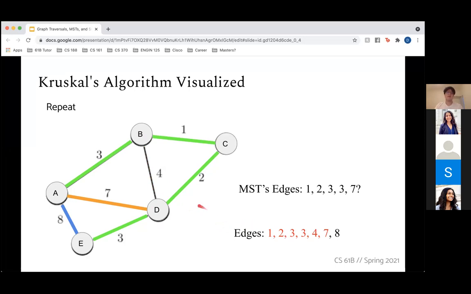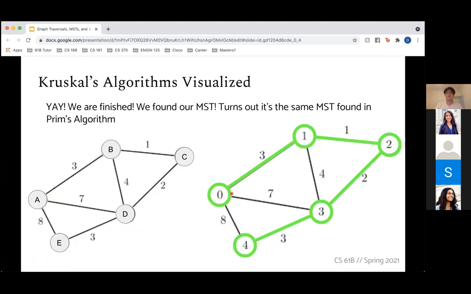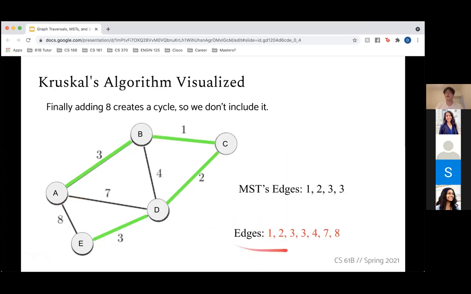Yeah, and for the same reason as we can't add this edge BD to our MST, we also can't add the edge AD to our MST because it creates a cycle. And lastly, we go to edge AE, and we notice that AE also creates a cycle. So because we iterated through our whole list of edges, we realize that we already have our MST.